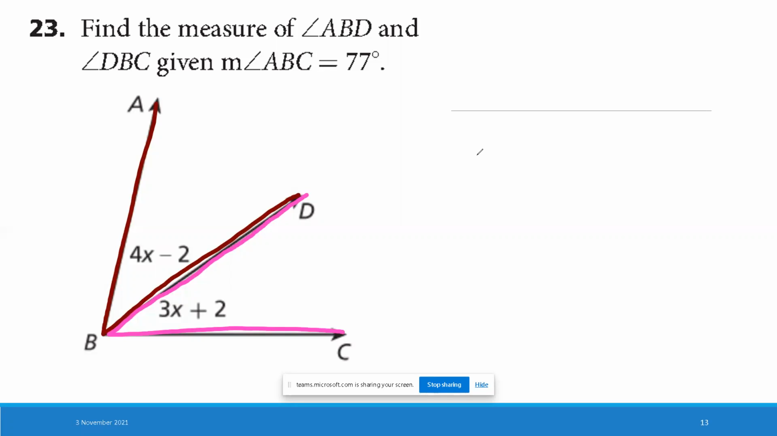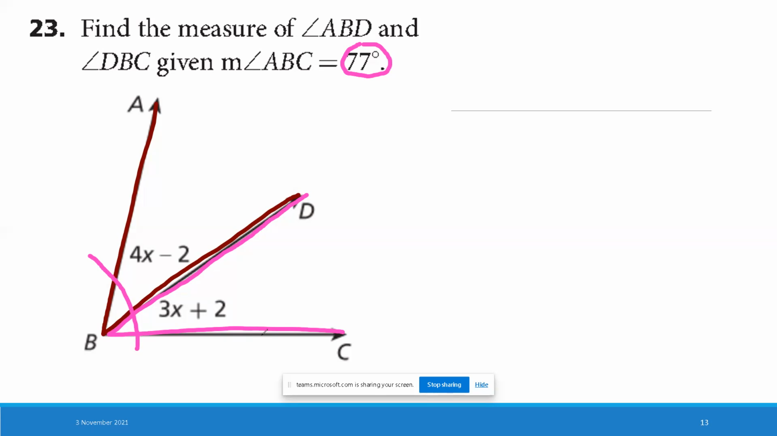The measure of the angle ABD is 4x minus 2. And the measure of the angle DBC is 3x plus 2. So in this question, we have to connect between algebra and geometry. They told me, find the measure of the angle ABD and the angle DBC, if you know that the measure of the angle ABC is 77 degrees. Is it clear?